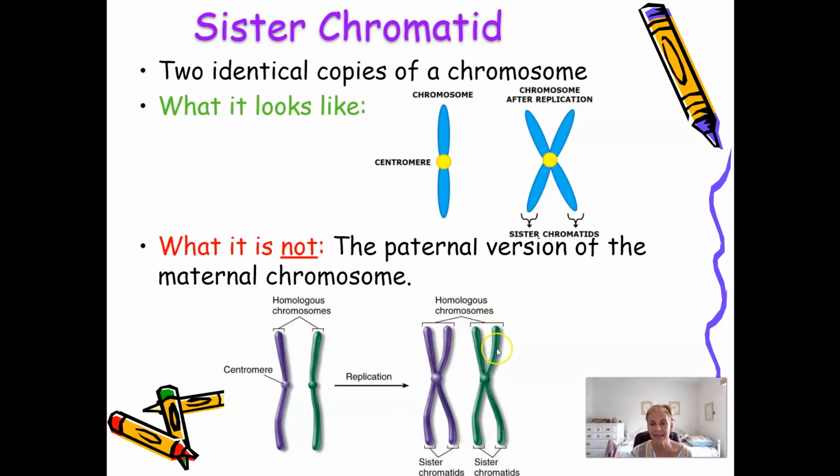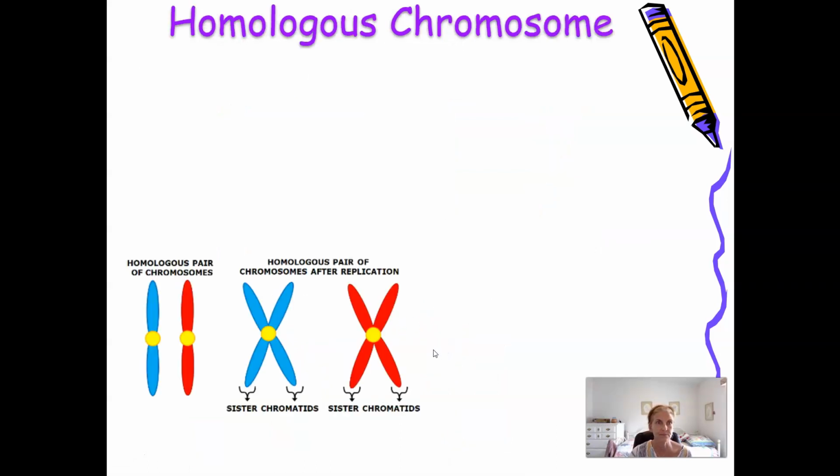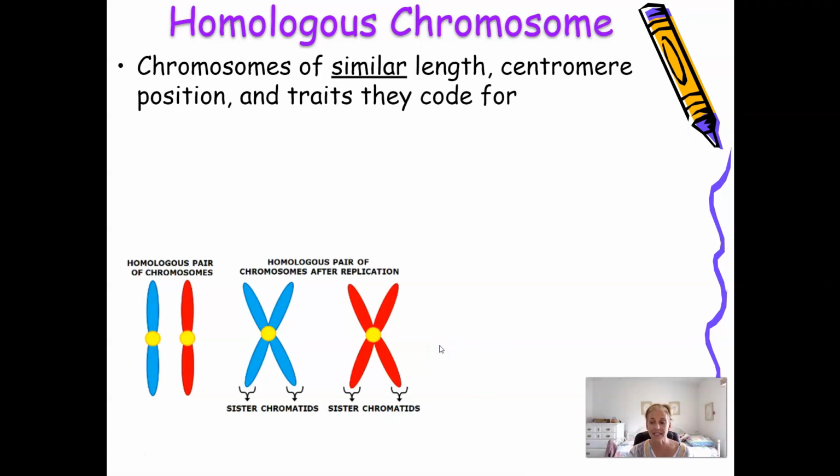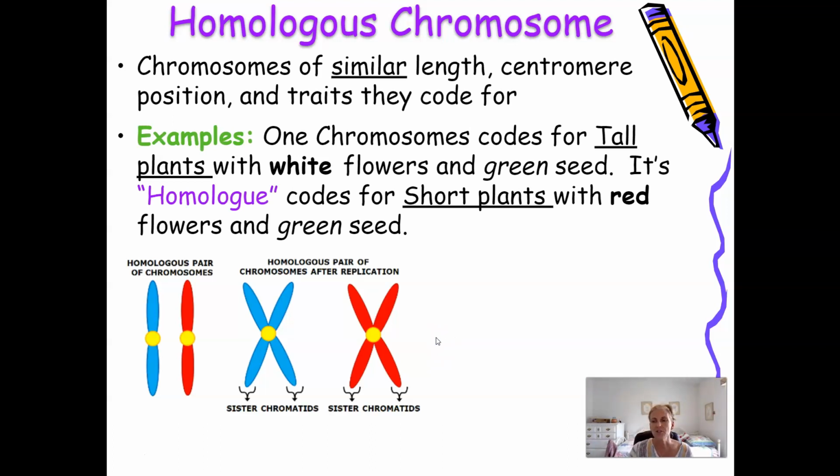The relationship between these are homologues. The relation between the 2 that are identical are sisters. So the homologue is dad's version of mom's chromosome, right? So you each have 46 chromosomes. So you got 23 from mom and 23 from dad. So mom's number 1, 2, 3, 4. Mom's number 1 has a homologue, dad's number 1. Mom's number 2 has a homologue, dad's number 2. So again, this is referring to a relationship.